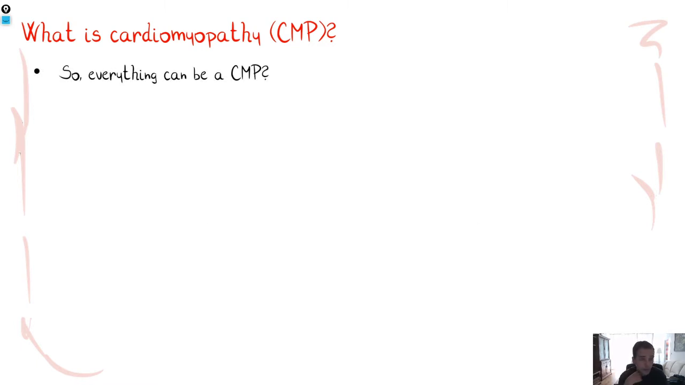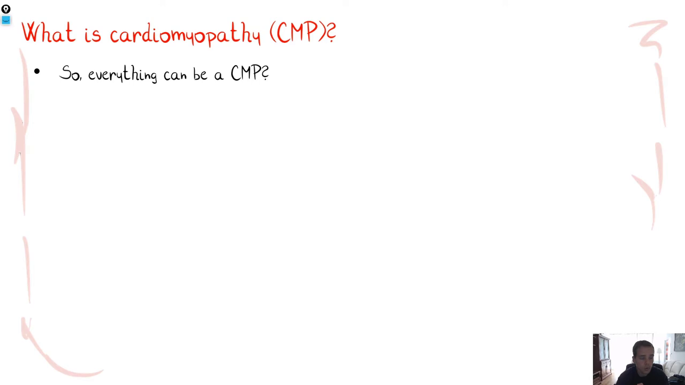Basically anything can be a cardiomyopathy, because if some disease affects the heart muscle and leads to heart dysfunction, it can be considered a cardiomyopathy based on this definition. If you have a patient with ischemic heart disease, with atherosclerosis of the coronary arteries and subsequent heart hypertrophy and dilatation and progressive heart failure, it could be considered cardiomyopathy.